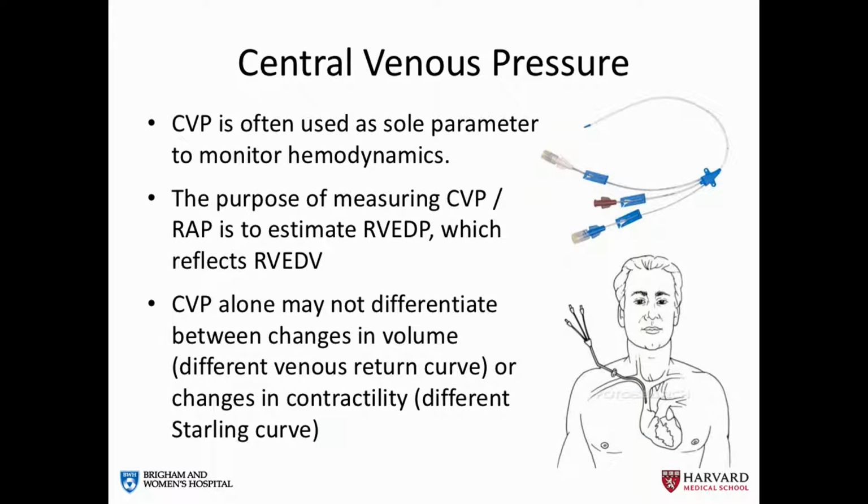That brings up the next hemodynamic assessment tool, which is central venous pressure. Oftentimes, this is the only parameter that people use to monitor hemodynamics. The real purpose of measuring central venous pressure, or right atrial pressure, is to try to estimate right ventricular end diastolic pressure, which should reflect right ventricular end diastolic volume and be a more accurate assessor of preload. Central venous pressure alone may not differentiate between changes in volume or changes in contractility. And some of that depends on when you're actually measuring central venous pressure relative to the patient's acute presentation.